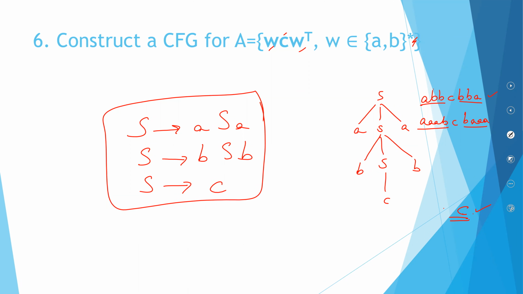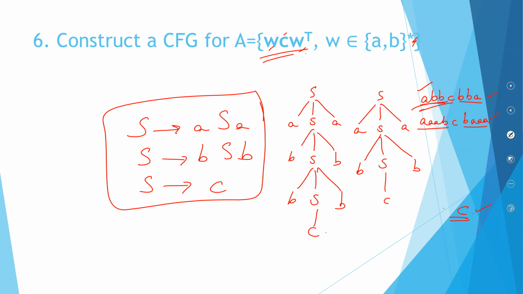You take any combination. Let's check this. S starts with an A, then you start with a B, then again you start with a B, and then you have a C for this. Similarly, you can even prove this. So that is how you do a palindrome which has a particular string or a set of characters in between.